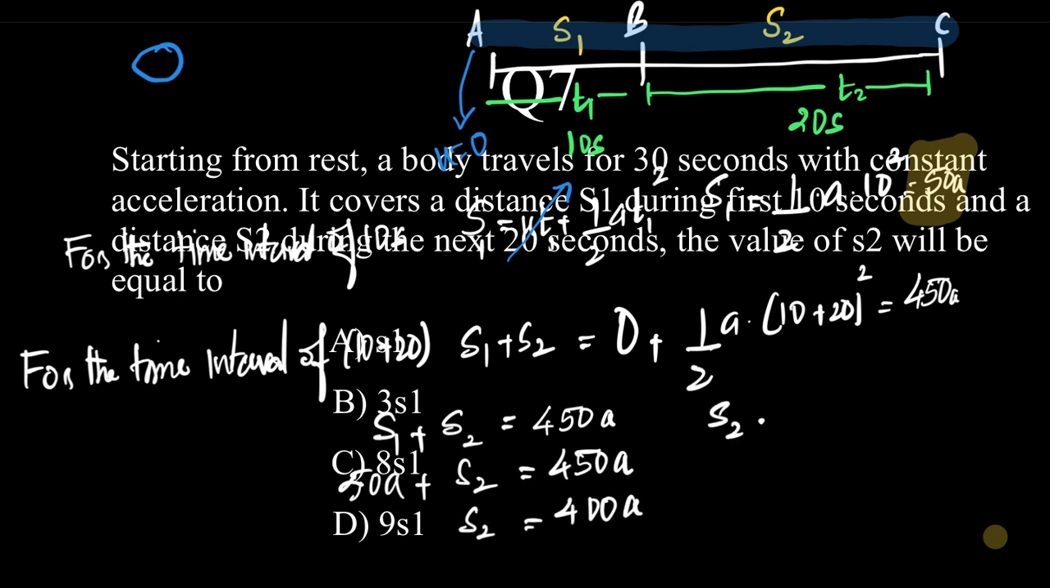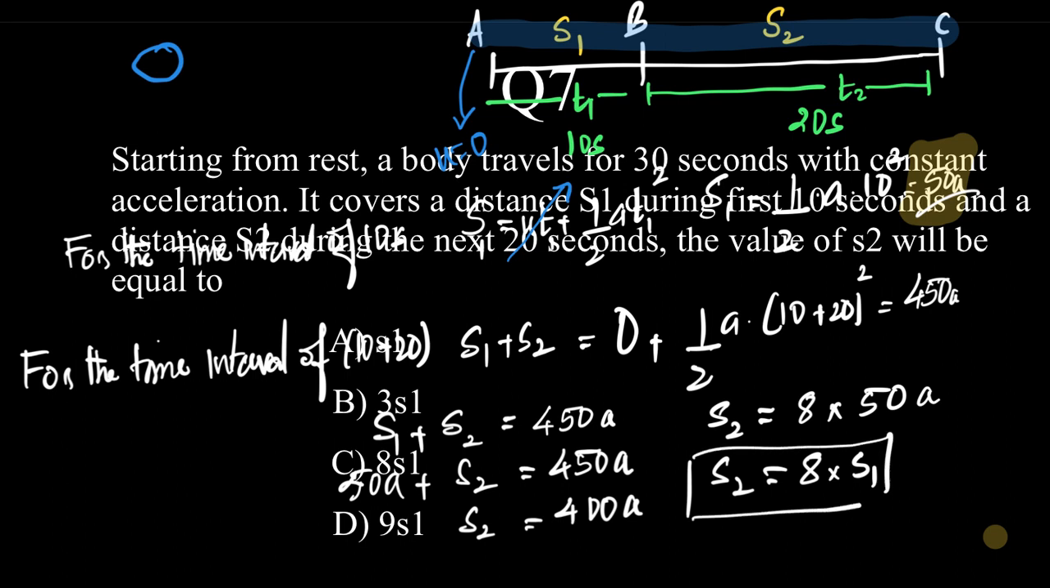In terms of S1, I can write S2 as S2 is equal to 8 into 50A, right? Now, 50A is basically S1, so this becomes S2 is equal to 8 into S1. So the relation that we get is S2 is equal to 8 S1, which marks the correct option as option C.